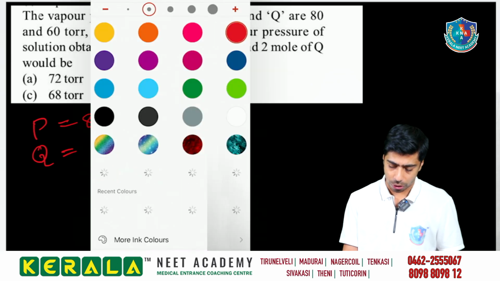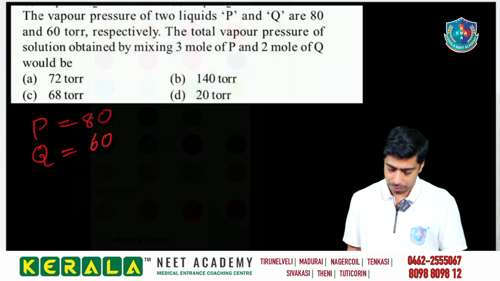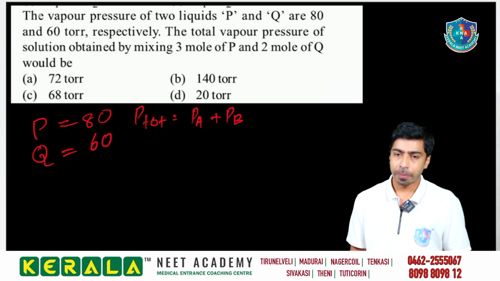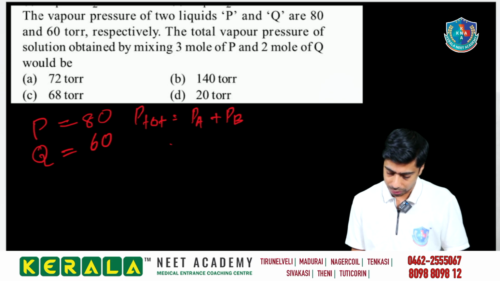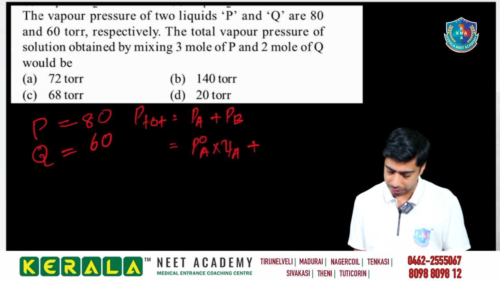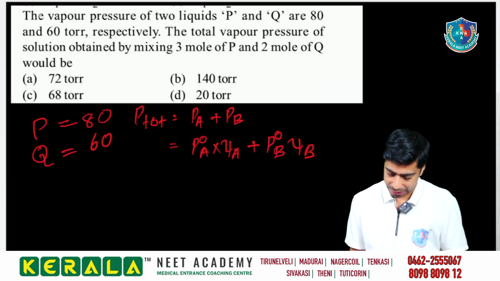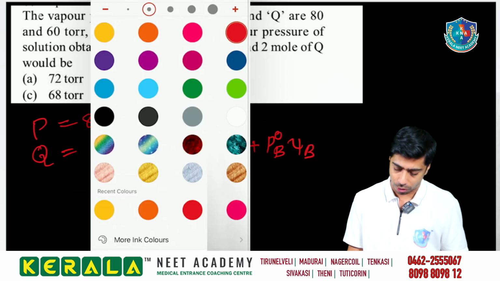So we know that P total is equal to PA plus PB. So PA is equal to P0A into mole fraction of A plus P0B into mole fraction of B. Here the pure vapor pressures are given as 80 and 60. Now we need to calculate the mole fraction.